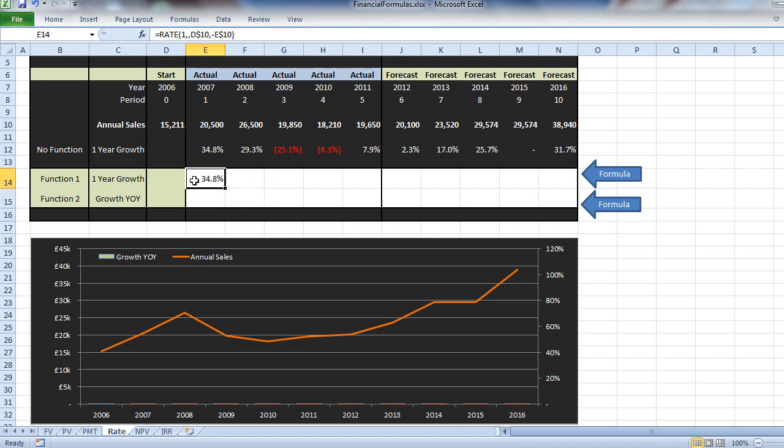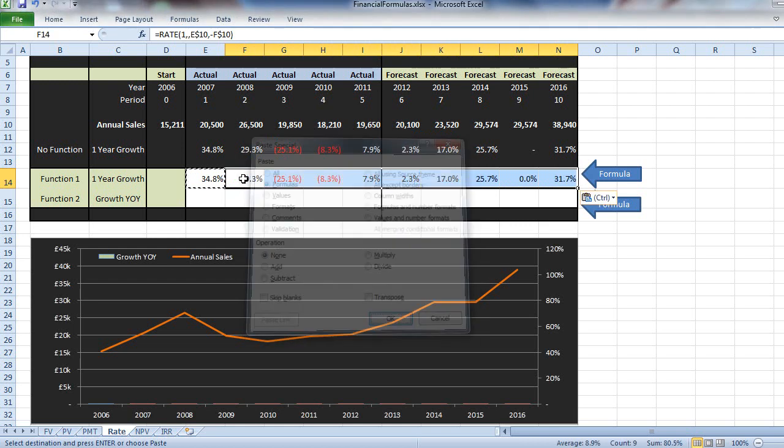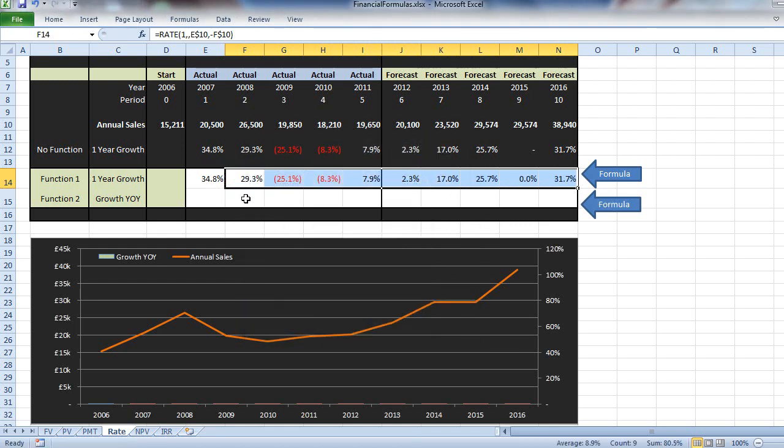Now you can see it says 34.8%, so it's given me exactly the same amount as the other simple calculation above. So let's copy that over and paste just the formulas, F for formulas, and you can see it gives exactly the same amounts.